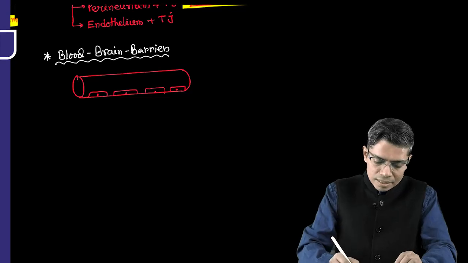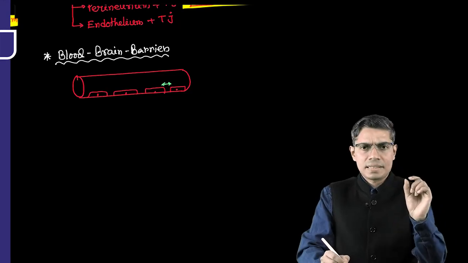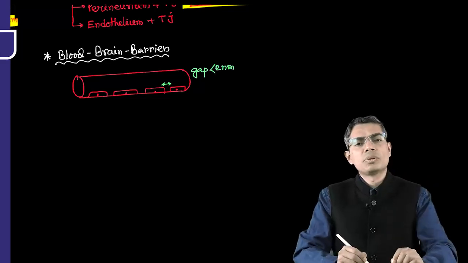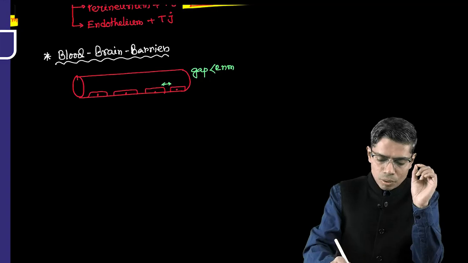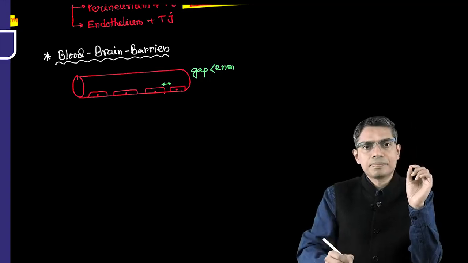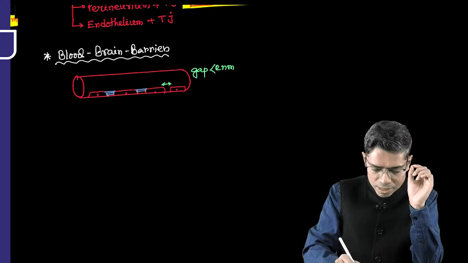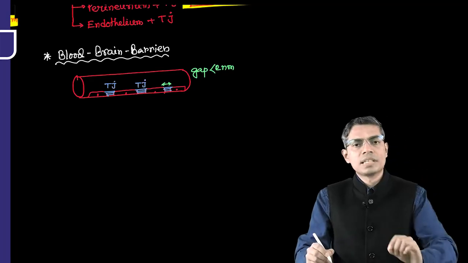Continuous capillary means the gap present between these two endothelium cells is very, very small. In case of brain capillary, remember this gap is less than 2 nanometers, so very minimal. This minimal gap is also bridged by the same kind of bridge, that is nothing but tight junction. So again the tight junction is present between these endothelium cells.